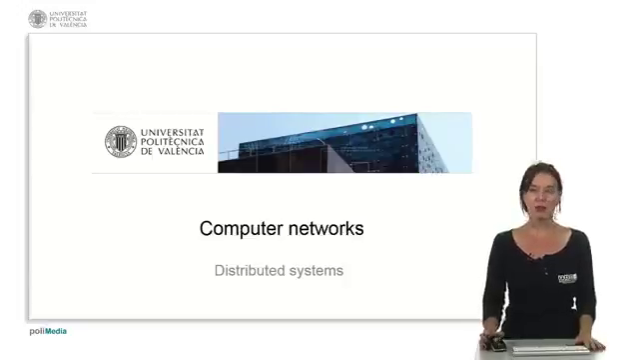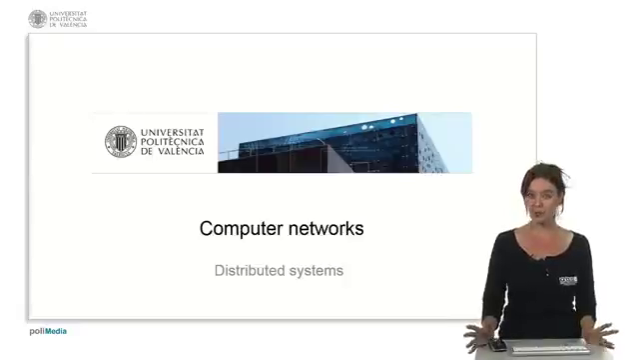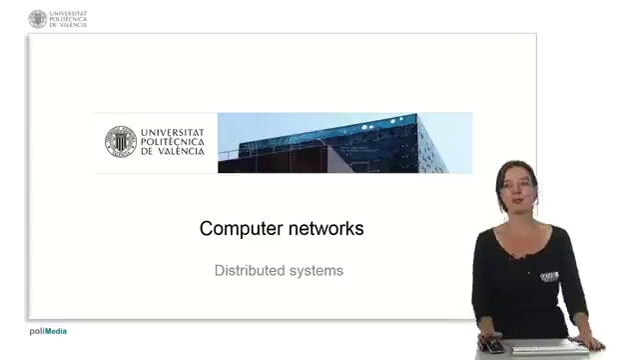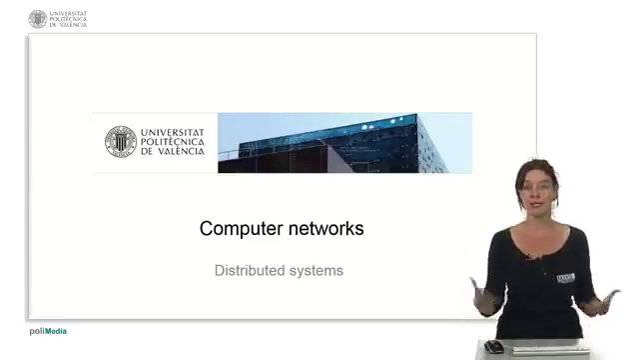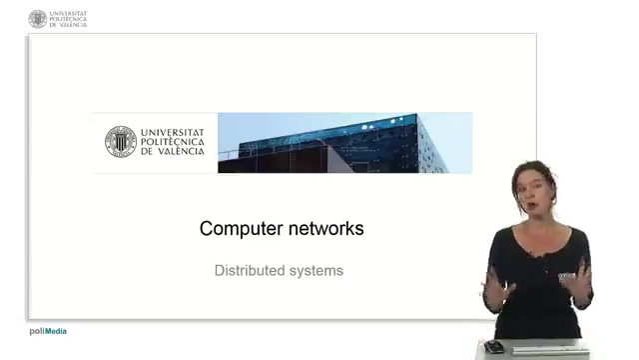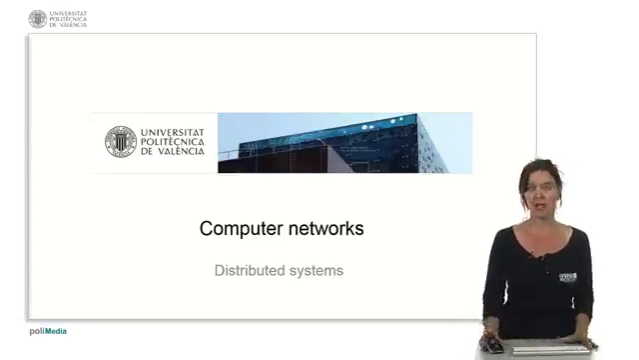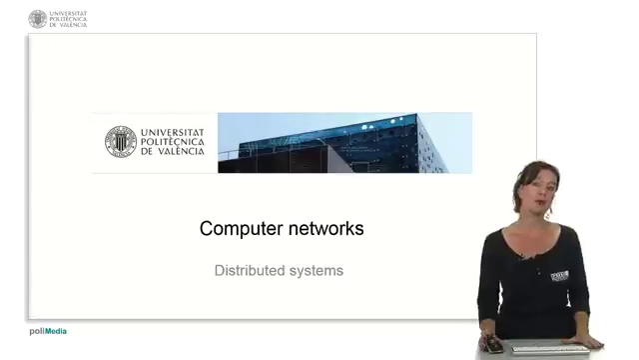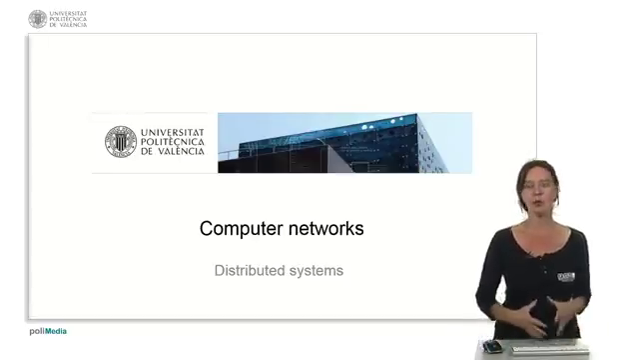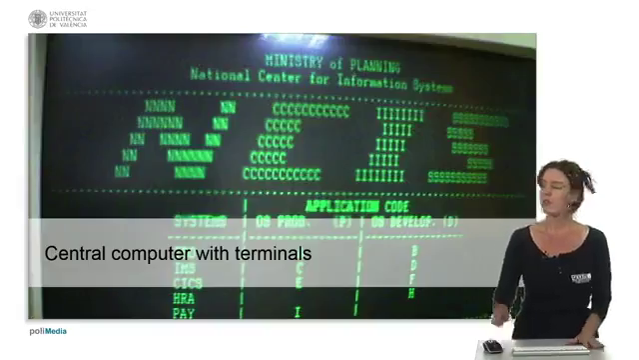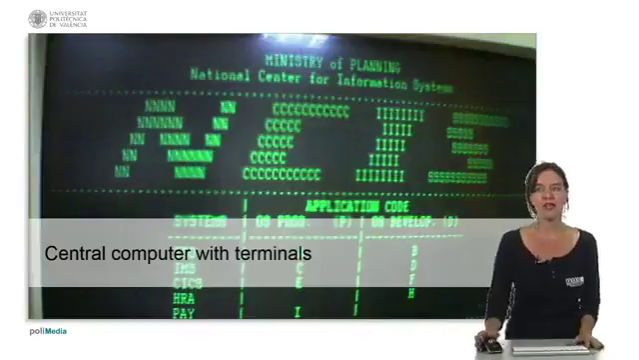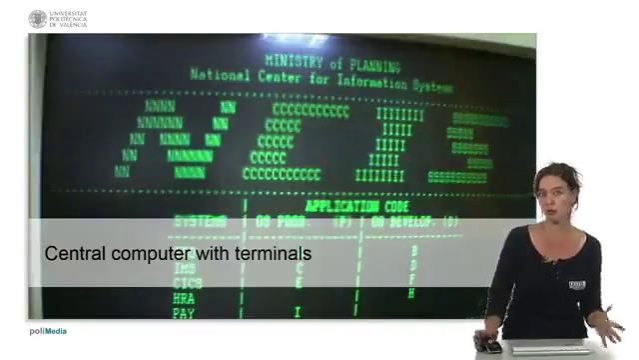In this unit, we're going to speak about how computers use the network to work together. There are several models, in some cases called architectures, that computers can follow when they collaborate using a network. And in this video, we're going to see the most significant. We'll also speak a little bit about network operating system concepts and see how they have now been incorporated in modern operating systems. So let's start with the first model of collaboration, that is the central computer with terminals.